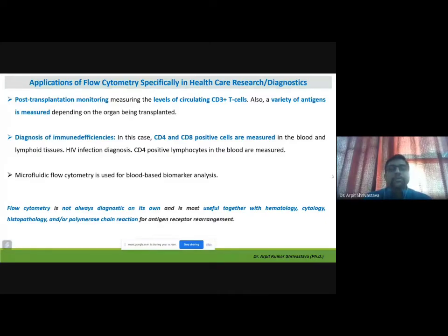Then the microfluidic flow cytometry is also used for blood-based biomarker analysis. Ultimately, flow cytometry is not always diagnostic on its own, and it is most useful together with hematology, cytology, histopathology, and polymerase chain reaction, because that will supplement or complement the results you will find in flow cytometry. It will be difficult, because result interpretation and some limitations are there.